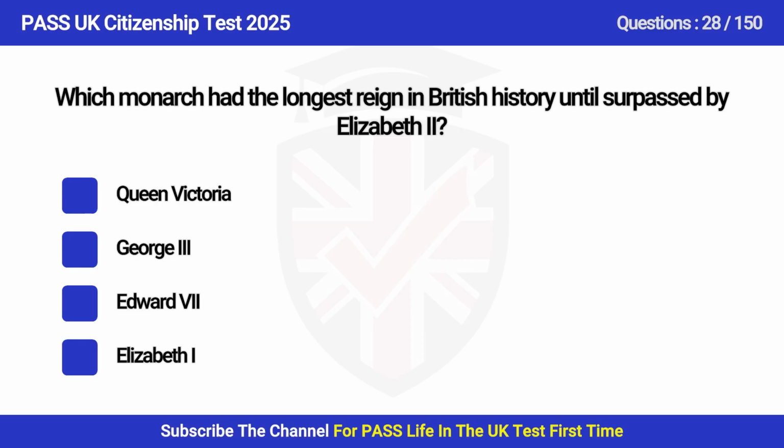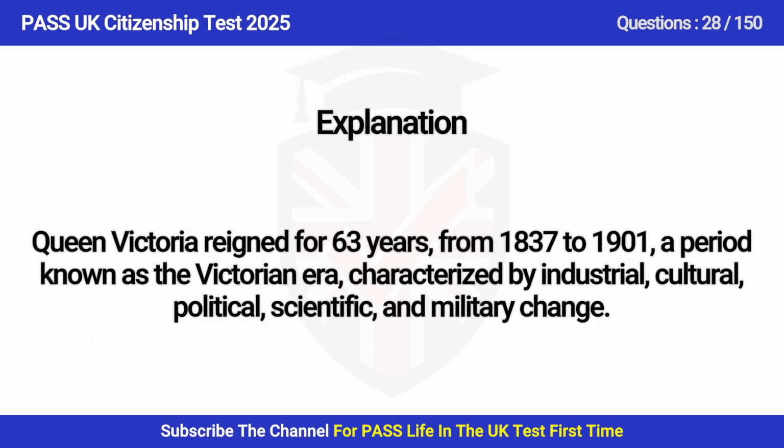Question 28. Which monarch had the longest reign in British history until surpassed by Elizabeth II? A. Queen Victoria, B. George III, C. Edward VII, D. Elizabeth I. Answer is A. Queen Victoria. Queen Victoria reigned for 63 years, from 1837 to 1901, a period known as the Victorian era, marked by industrial, cultural, political, scientific and military change.